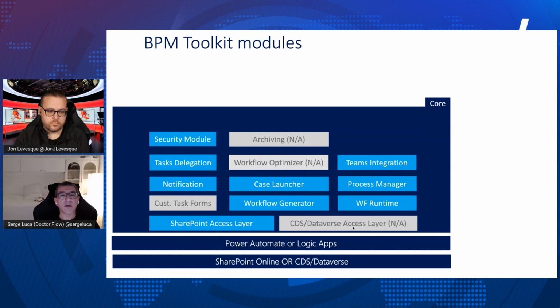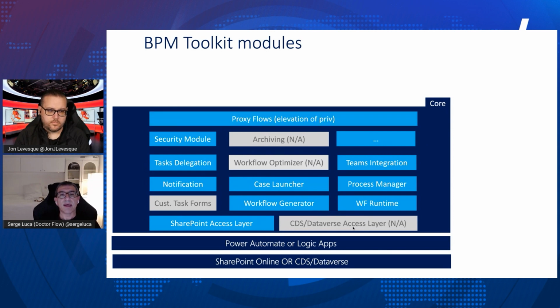I'm working on an archiving component because all the information and the approval pipeline need to be archived for auditing purposes and much more. So these are the core components of the BPM toolkit module. I will show you a few of them. Nice. And on top of that, I have a proxy flow.